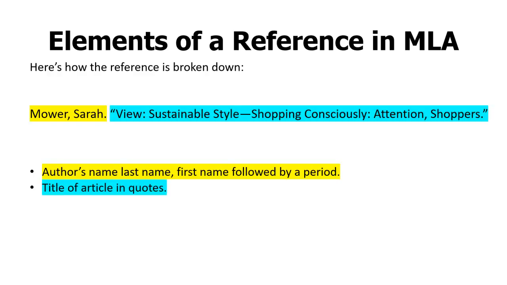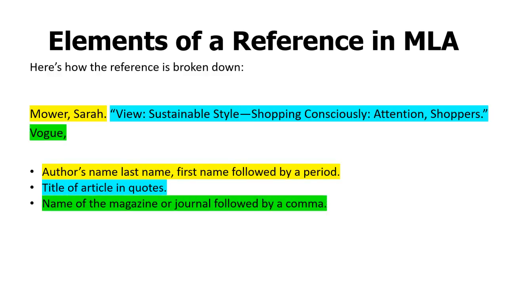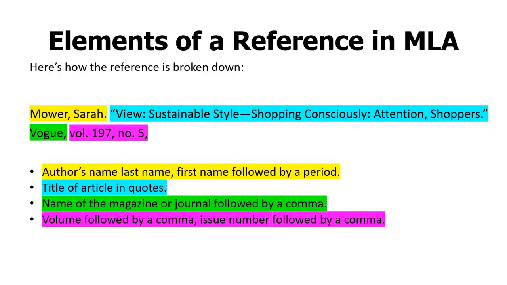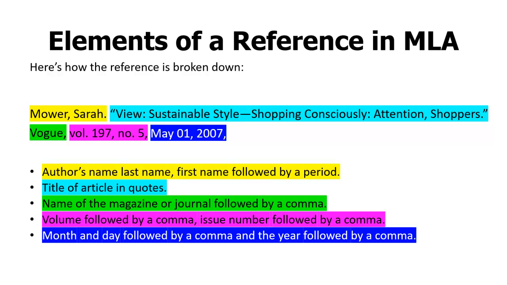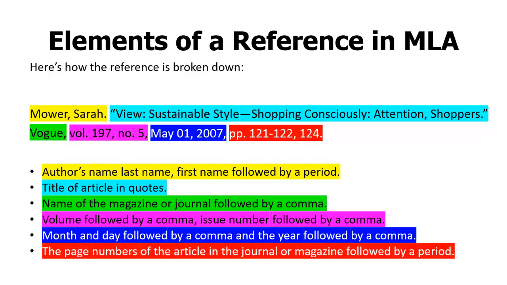Next we will see the title of the article, and this appears in quotes. After that is the name of the magazine or journal, followed by a comma. After that you will see the volume number, followed by a comma, and the issue number, also followed by a comma. Note that volume is shortened to VOL, period, and number is shortened to NO, period. Next we have the month and day of publication, followed by a comma, then the year, which is also followed by a comma. Finally, we see the page numbers of the article in the journal or magazine, followed by a period.